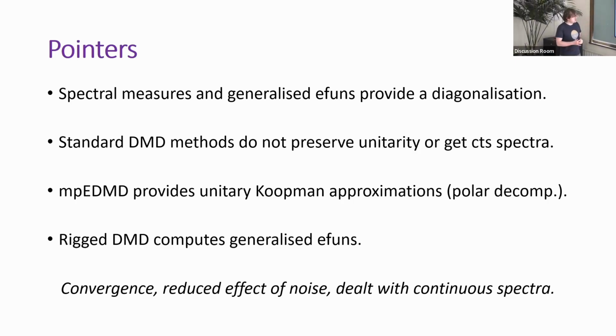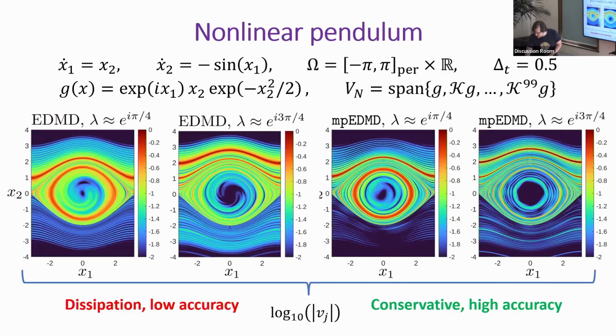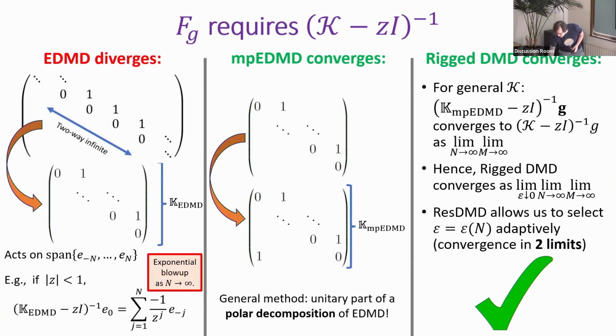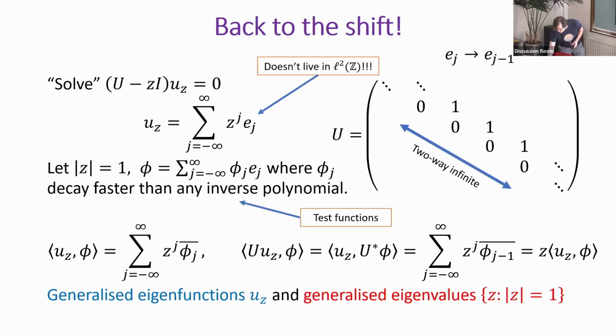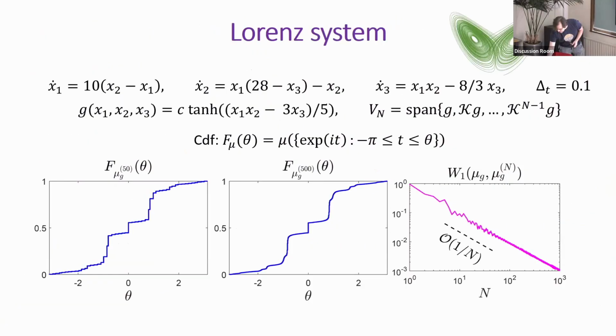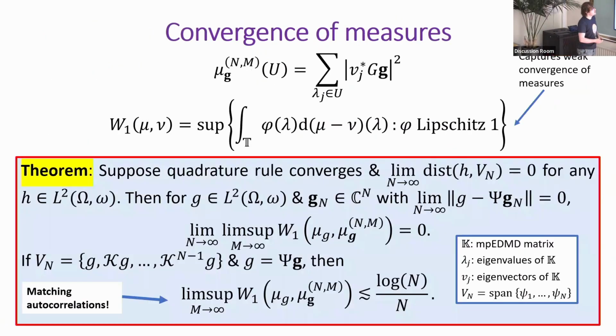There are essentially two types of ways of approximating spectral measures, and this is much broader than the algorithms I'm talking about. This goes back to methods people use for Schrödinger operators. MPEDMD applies this polar decomposition trick to get a unitary Koopman approximation. That gives you an approximation of a spectral measure in terms of Diracs. So remember we have this finite matrix, and then we're getting this measure, which is atomistic.